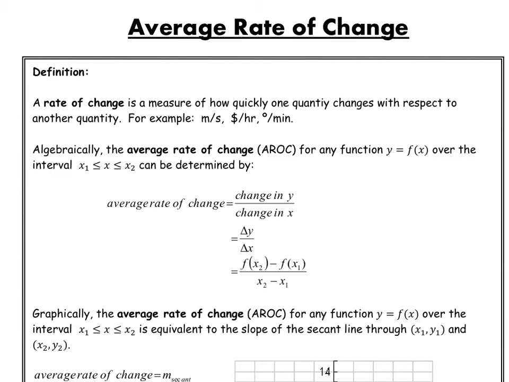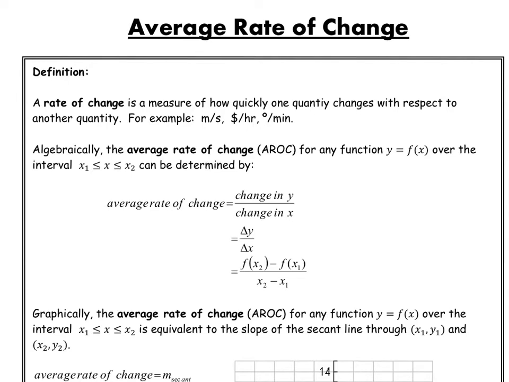In this lesson, we are going to look at average rate of change and instantaneous rate of change. Now, a rate of change you've actually been seeing for a long time, even since middle school. A rate of change is a measure of how quickly one quantity changes with respect to another. So similar to slope, right? That was another word for it from grade 9, as well as constant of variation.